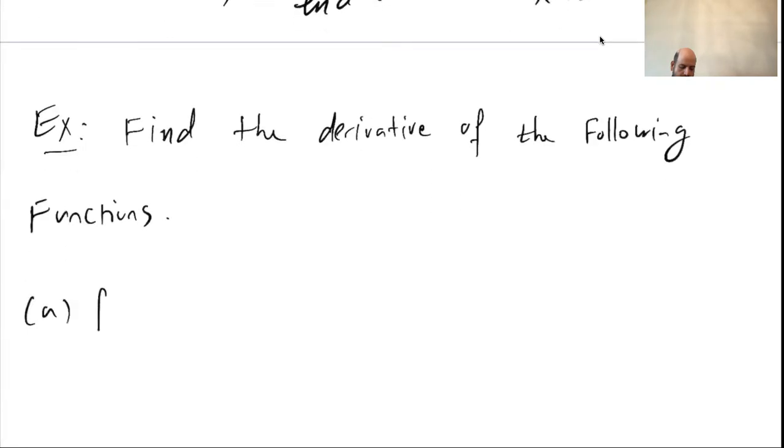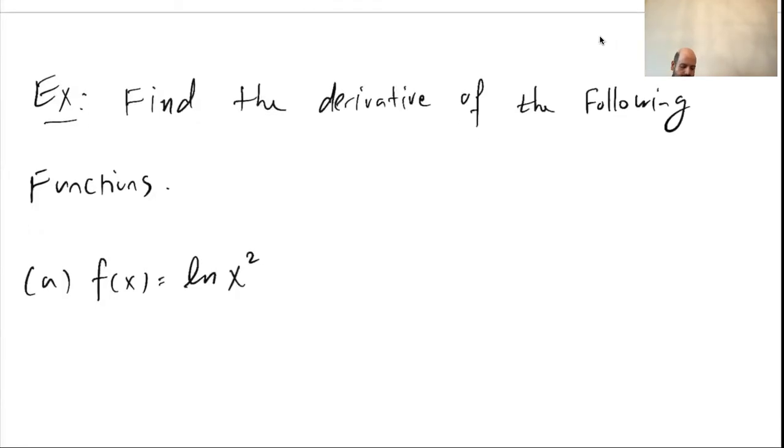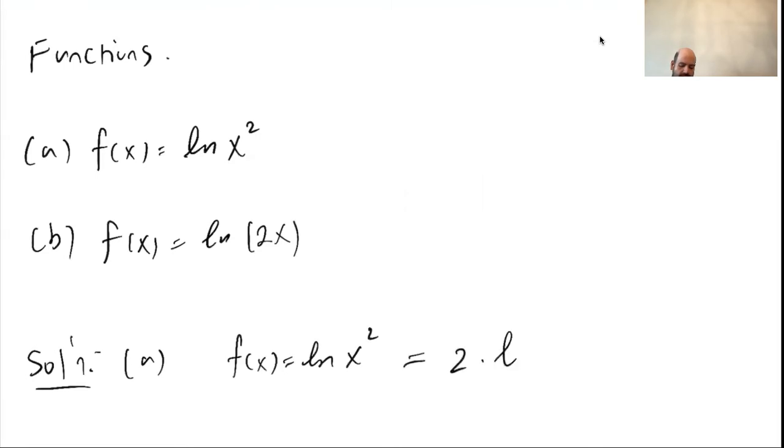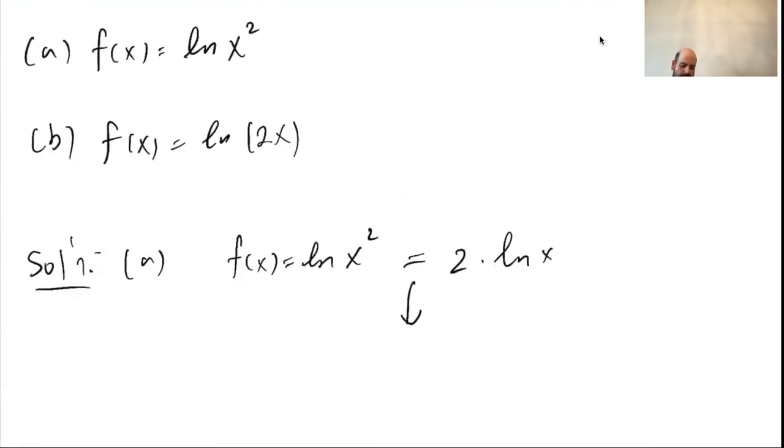So let's say part A, f of x equals ln x squared. Part B, f of x equals ln 2x. So solution for part A: I can just use the log properties. Ln x squared, I can write it as 2 times ln x. Why? Because we know that ln x to the power m is equal to m times ln x, right? So ln x squared, I can write it as 2 times ln x.